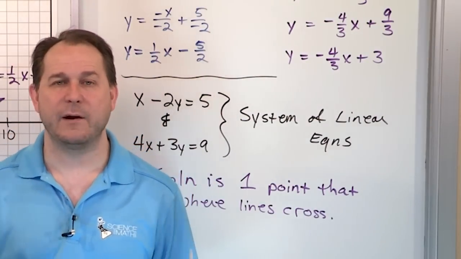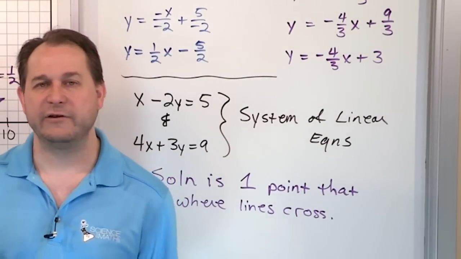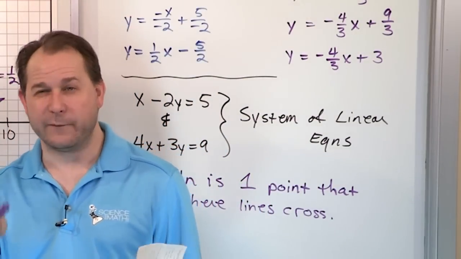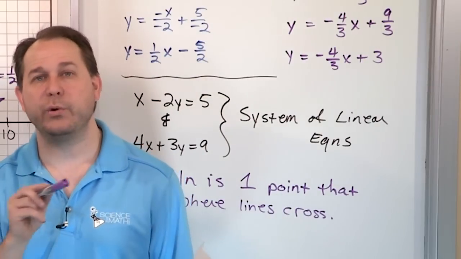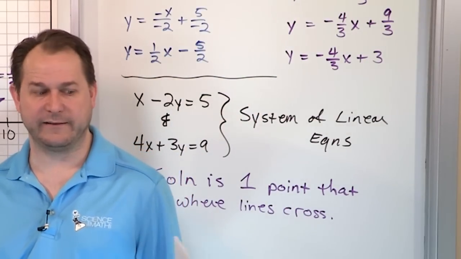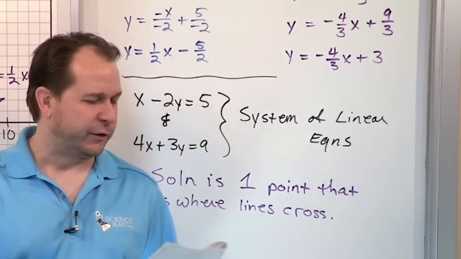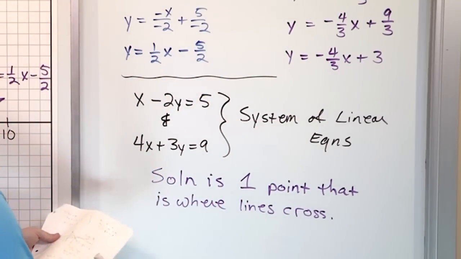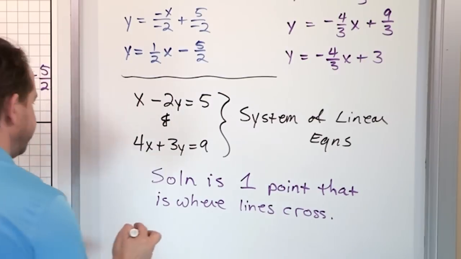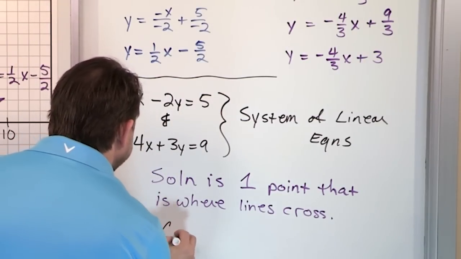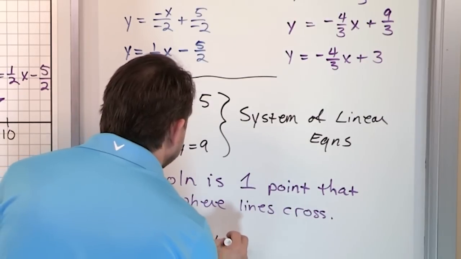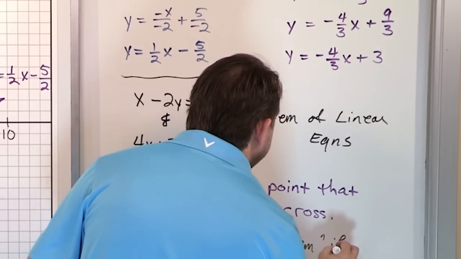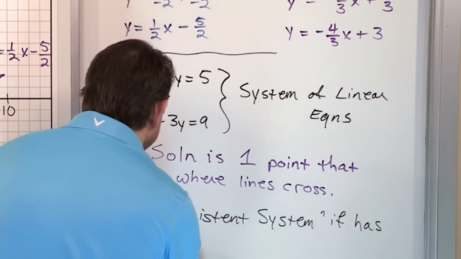So the very first method that we're going to learn to solve systems of equations is just to graph them. We're just going to graph them, and guess what? We're going to look and see where they cross. And if we can pinpoint where they cross just by looking at a graph, we will say that's the solution to that system of equations. Also, if a system of equations has at least one solution, we say it is a consistent system.